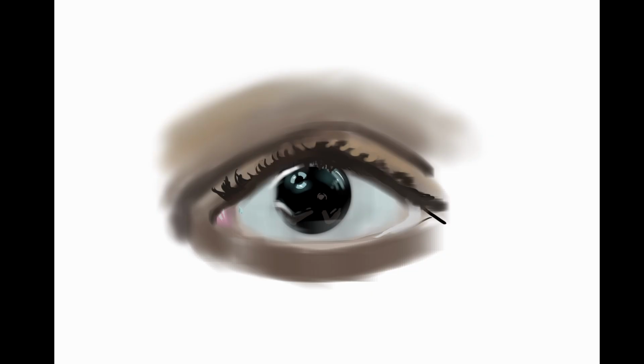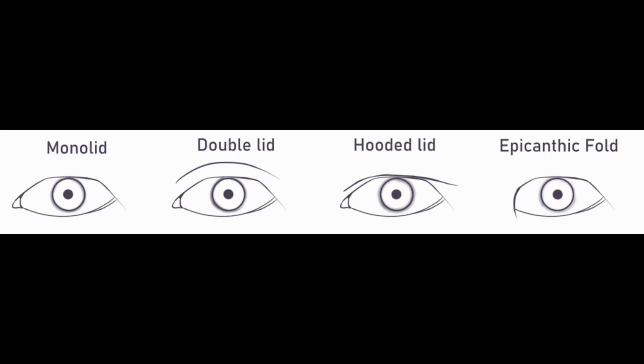In terms of the shape of eyelids, it's important to understand that the angle between the caruncle and the outside of the eye can change from person to person. Let's take a moment to get a grasp of the main types of eyes that can exist.